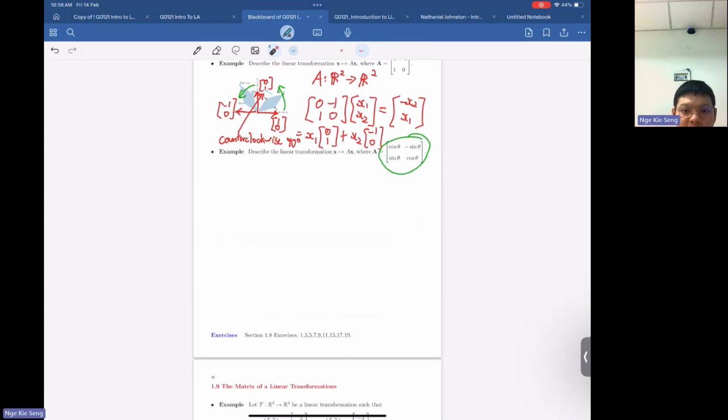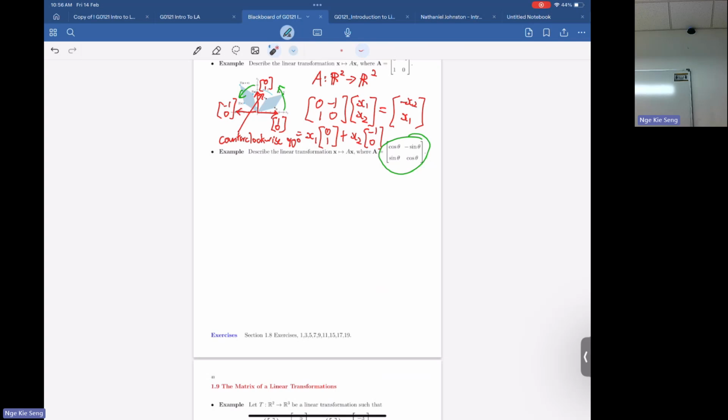Any question about linear transformation so far? Within this hour, what I want you to know is that a matrix vector product is a matrix transformation. In particular, it is linear. What does it mean by linear? Two things only: respect vector addition and respect scalar multiplication.